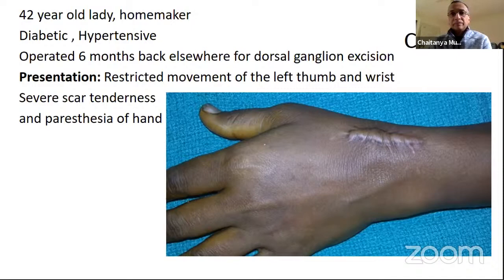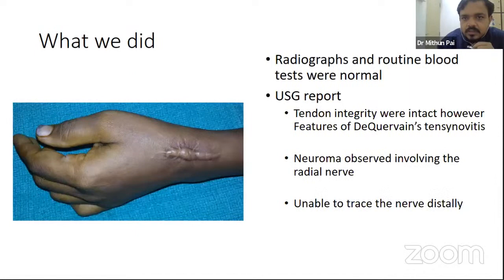Okay. We went ahead with the ultrasound. I would like to put the ultrasound picture. So the ultrasound says tendon integrity was there. However, some features of de Quervain's tenosynovitis were present.